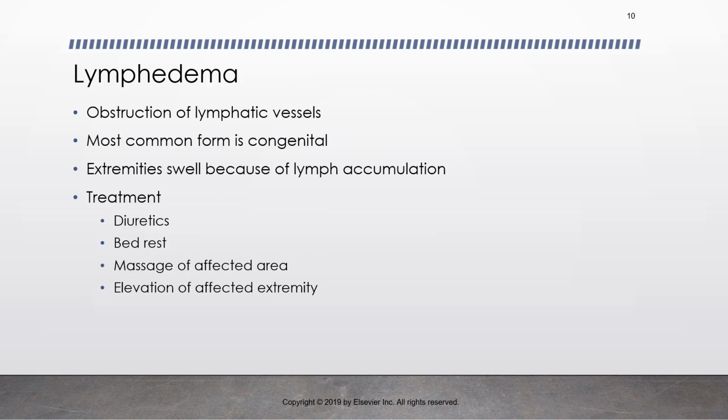And then last we have lymphedema. Lymphedema is when tissues in the extremities swell due to an obstruction of the lymphatic vessels and accumulation of lymph. It's most commonly congenital, and we treat lymphedema with diuretics to reduce the swelling, strict bed rest, and massaging and elevating the affected extremity.